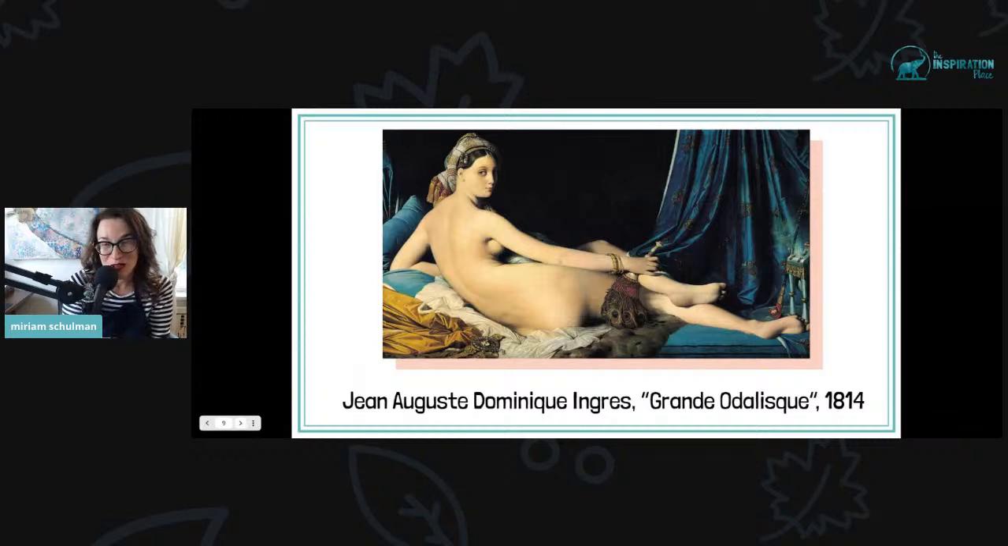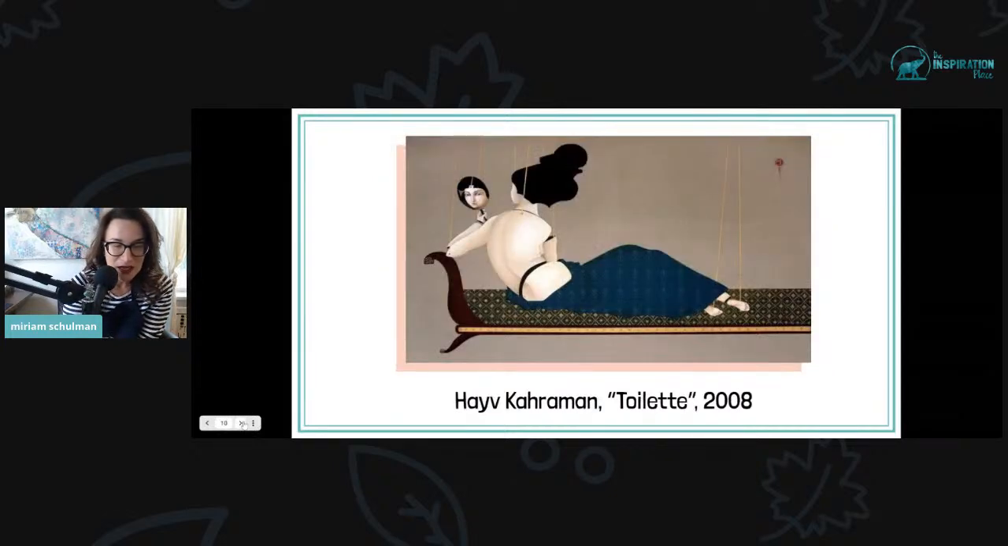Okay, and here are some other examples. So this is Jean-Auguste-Dominique Ingres, Grand Odalisque. This one actually also hangs in the Metropolitan Museum of Art. And here's a wonderful artist I want to share with you, very contemporary. I probably will screw up the name, but I really want to make sure I pull in some non-Western artists other than just the white old guys. So this is Hav Kamraman, called The Toilet from 2008. I think it's really, really cool. And you can see how it's very similar to Ingres's Odalisque.